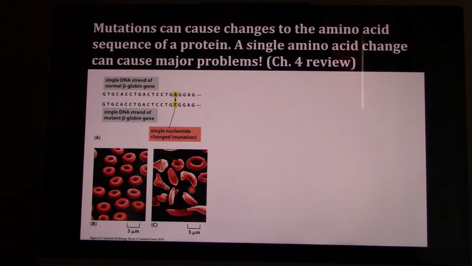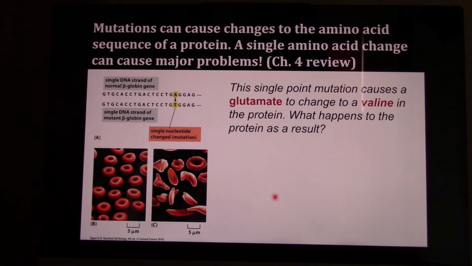You can get clots forming in your blood vessels, and the cells in the clots are very fragile, and they're going to break. So the result is you've got a lot of cells that don't get oxygenated, and that causes pain. It can also cause strokes if it's your brain that is not getting the oxygen. So this single point mutation causes a drastic change in amino acids. So instead of a glutamate, you get a valine in the protein. And what happens to the protein as a result?